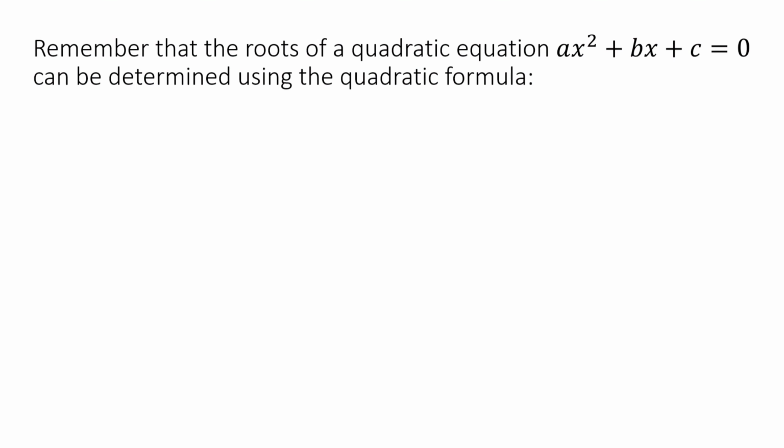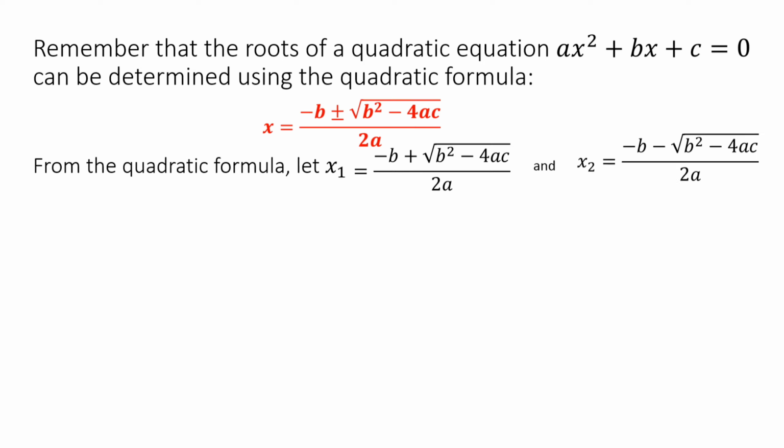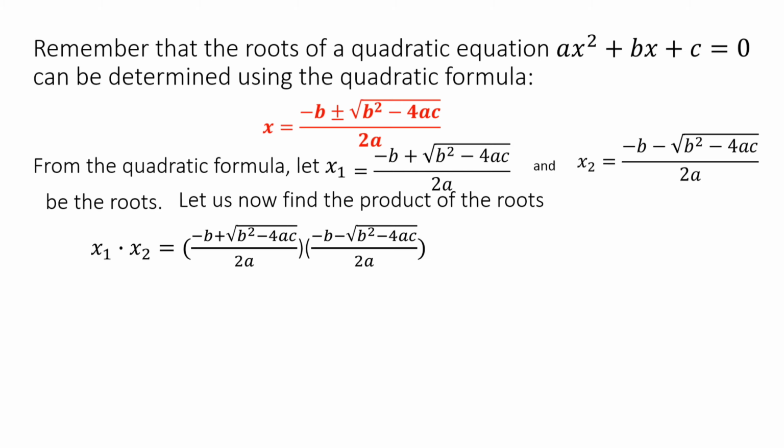So again, the roots of a quadratic equation ax squared plus bx plus c equals 0 can be determined using the quadratic formula x equals negative b plus or minus square root of b squared minus 4ac all over 2a. From this quadratic formula again, we'll let x sub 1 be equal to negative b plus square root of b squared minus 4ac all over 2a, and x sub 2 is negative b minus square root of b squared minus 4ac all over 2a, be the roots of the quadratic equation. And this time, we are going to find the product of the roots. So x sub 1 times x sub 2 equals the product of these two expressions.